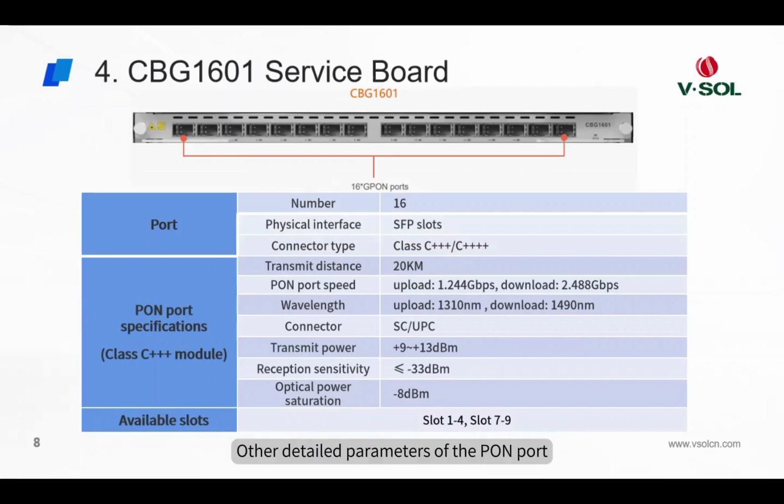Other detailed parameters of the PON port, such as speed, wavelength, transmit power, reception sensitivity, and optical power saturation, can be referred in the table. All business slots, slot 1 to 4 and slot 7 to 9, support connection.